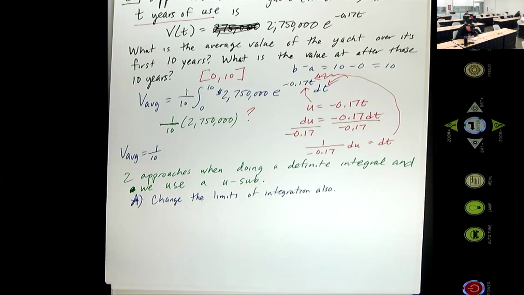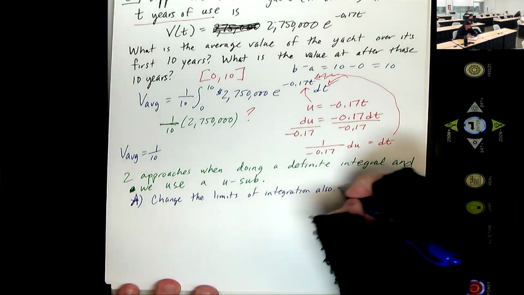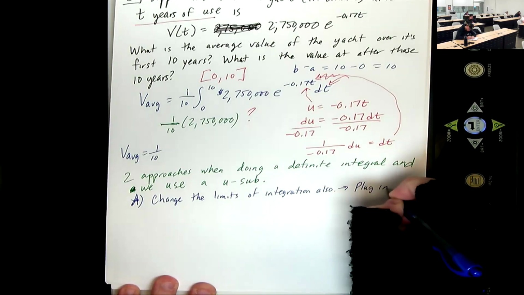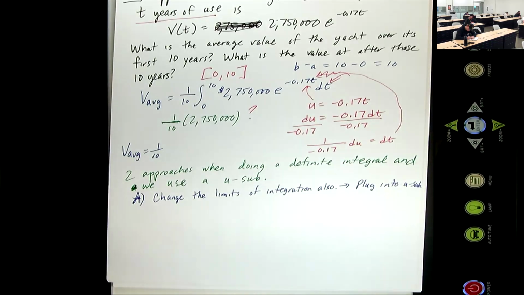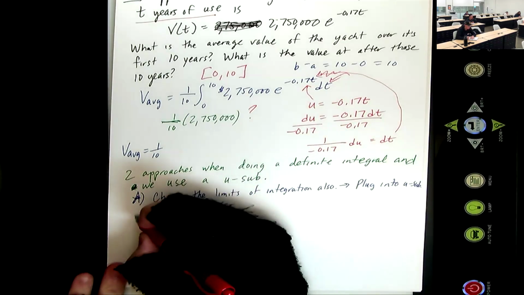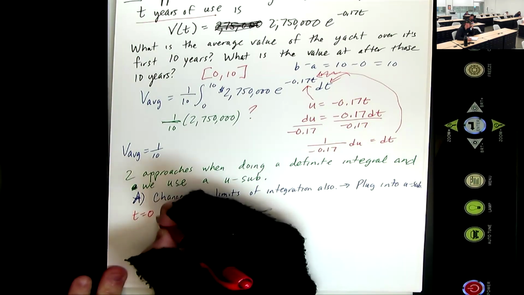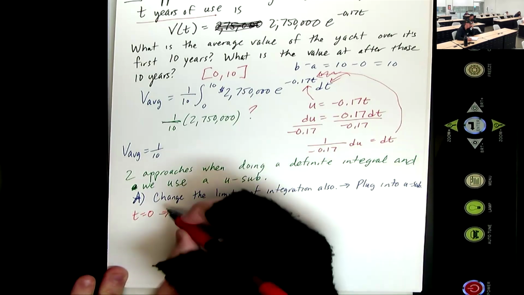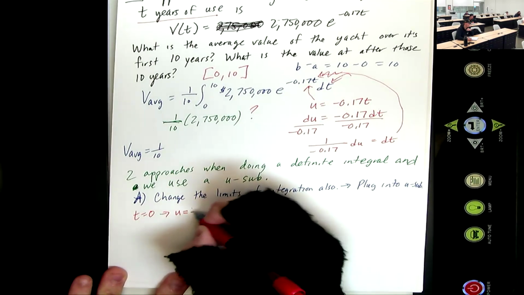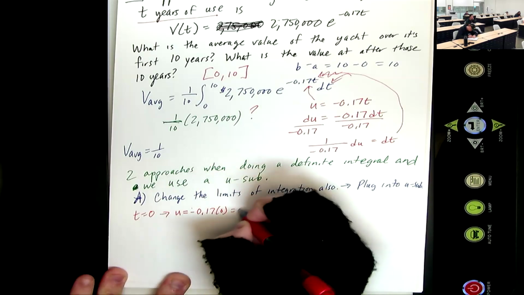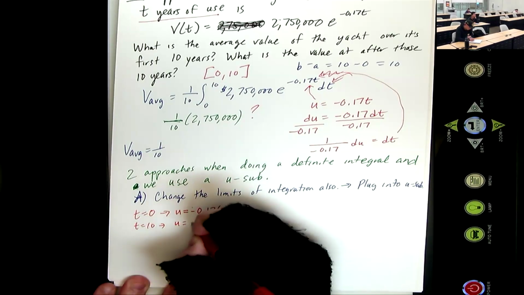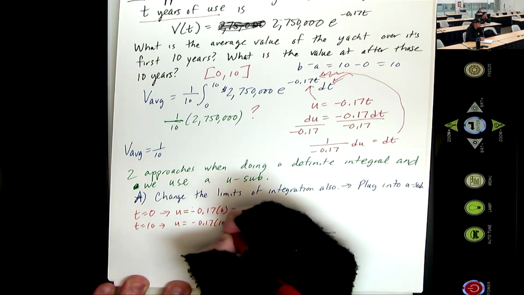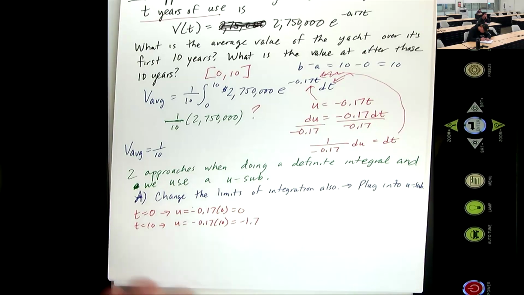How do we do that? We plug them into the u sub. So when t equals 0, u equals negative 0.17 times 0, which is just 0. And when t equals 10, u equals negative 0.17 times 10, which is negative 1.7.